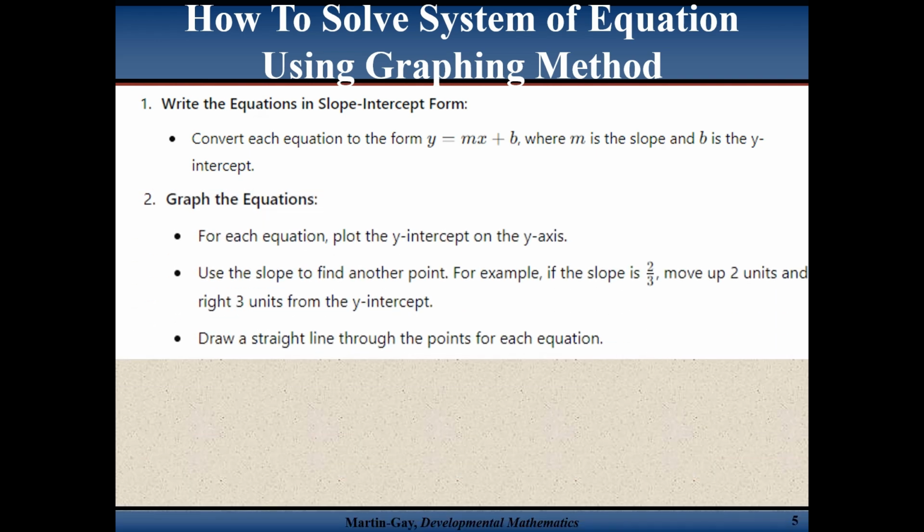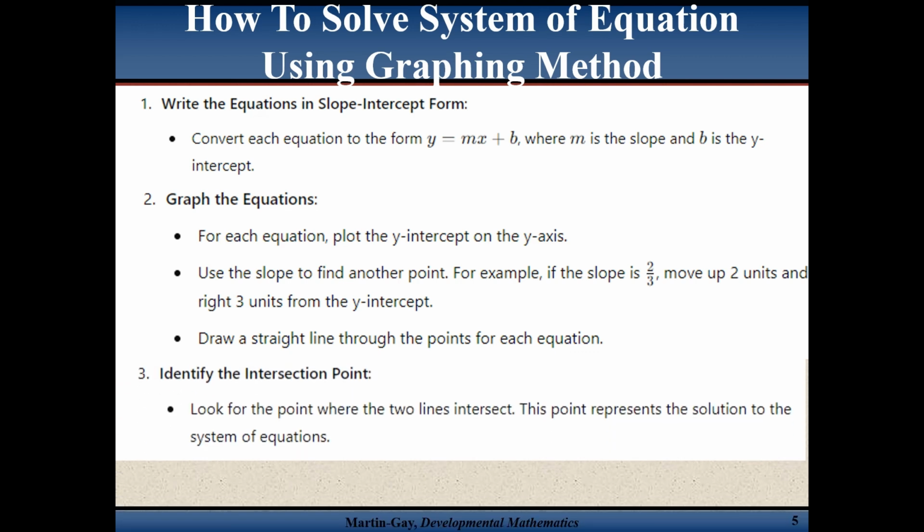Step 2: graph the equations. For each equation, plot the y-intercept on the y-axis and use the slope to find another point. For example, if the slope is 2/3, move up 2 units and right 3 units from the y-intercept. And then you draw a straight line through the points for each equation.